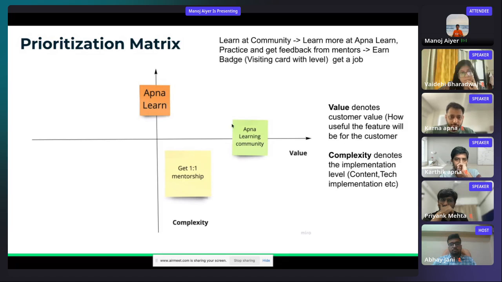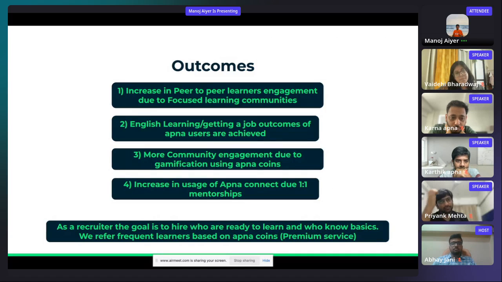So here, basically, Apna Learning community is the first priority for me. Second is get 1:1 mentorship. Third is Apna Learn, the short video platform. So value denotes the customer value. Complexity is in terms of implementation. So why this one first? Because we already have communities, so user adoption becomes easier. So these are the outcomes.